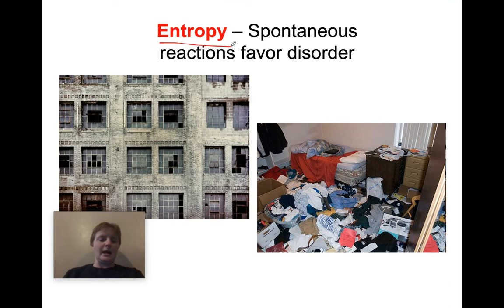Entropy. Entropy is the general idea of how spontaneous reactions will favor the disorder. That means reactions that happen by themselves favor the breaking of things down, favor disorder. Things go from organized to disorganized by themselves. It doesn't take any energy to go from organized to disorganized, but it does take energy to reorganize things, right?